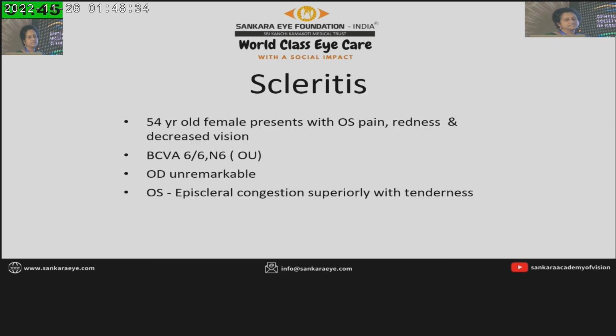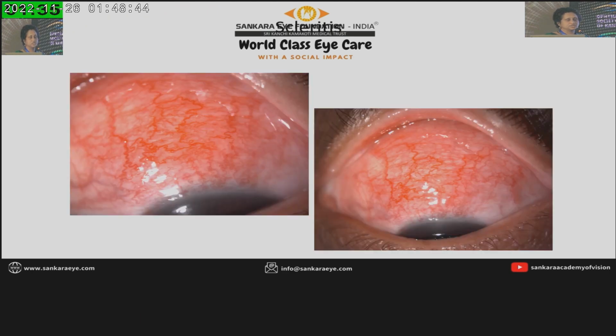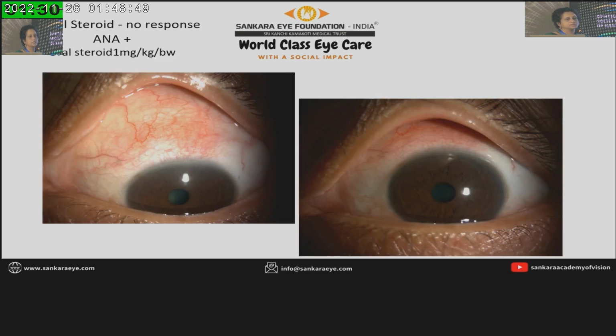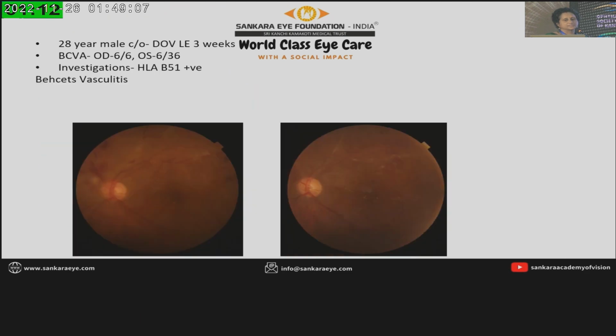I'll come to scleritis. Again, there's one more indication in uveitis. A 54-year-old male presents with pain and redness, 6/6 vision in the right eye. OD was unremarkable. The left eye showed scleral congestion and scleritis. So as usual, we started the patient on topical steroid. There was no response, so investigation was done. He was ANA positive and he was started on oral steroids. So this is again an indication in scleritis which is not responding to treatment, and if it is an autoimmune disease, we might have to start oral steroids to prevent the frequent attacks of scleritis, which can cause a lot of complications. This is another case, a 32-year-old male, presented with decreased vision.